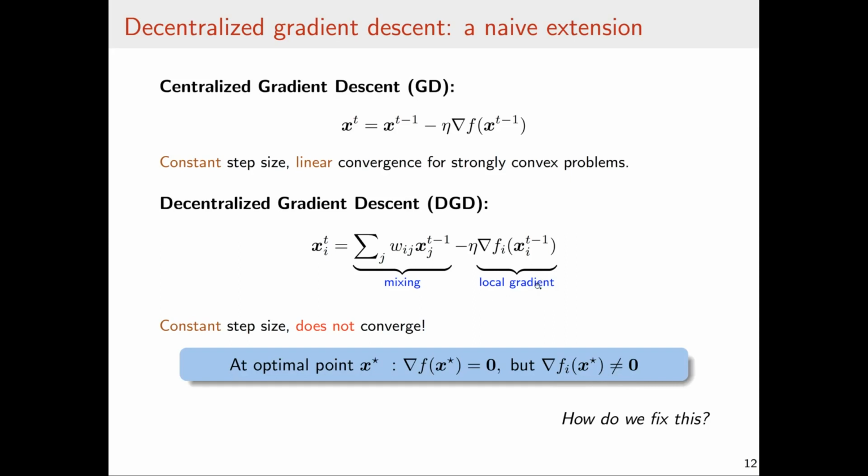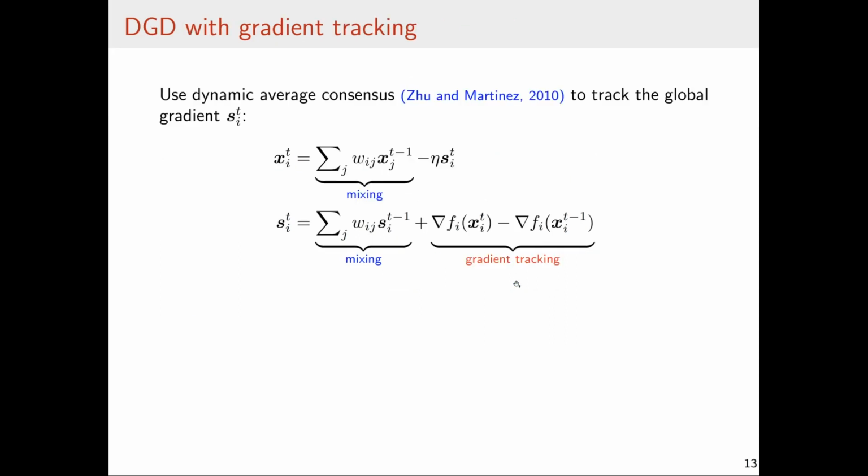primarily because we really shouldn't be updating our parameters along the direction of the local gradient, but rather the global gradient. But how can we fix this? How can we get some information about the global gradient without actually accessing the global gradient? And this comes the idea of gradient tracking. At the center of this gradient tracking idea is a control theoretic tool called dynamic average consensus, used to maintain and track an estimate of the global gradient at each agent.